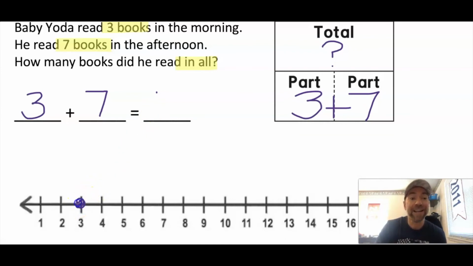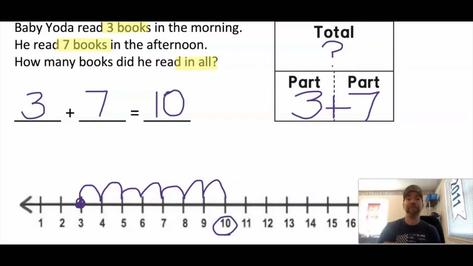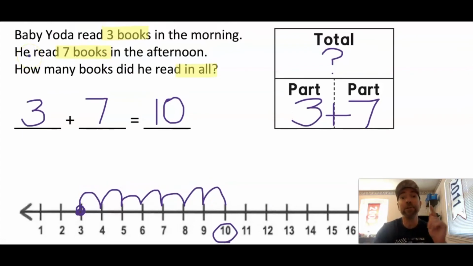Start at 3, hop up 7. 3, 4, 5, 6, 7. And I landed on 10. And I hear some of you saying, oh, it's a friend of 10. And you are correct. Awesome job. Go ahead and clear off your sheet protector as we do another problem together.